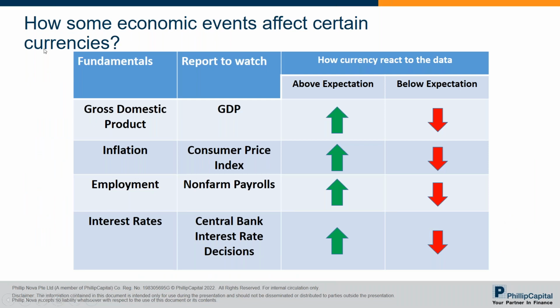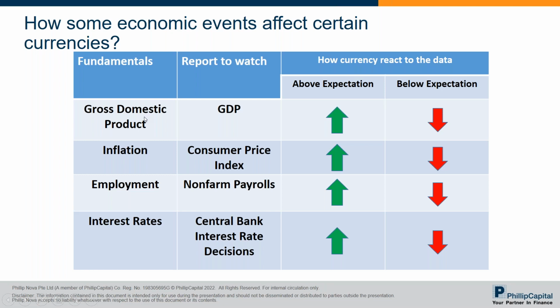So just a few examples of how certain economic events can affect certain currencies. On the leftmost column here, we can see things like gross domestic product. How people perform this kind of analysis is that they take a look at the latest released economic data and compare it against the expected data. Normally when the actual data comes out better than the expected data, it tends to be good news for the market or for the currency that you're looking at. So firstly, let's say the gross domestic product, GDP, inflation, employment. These are the things that measure the health of an economy.